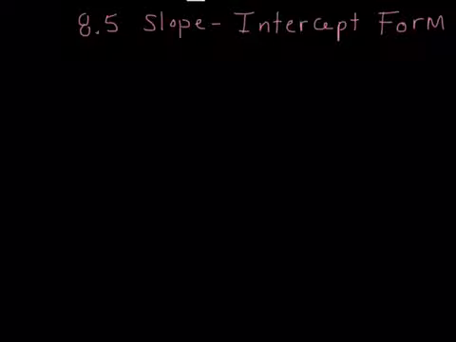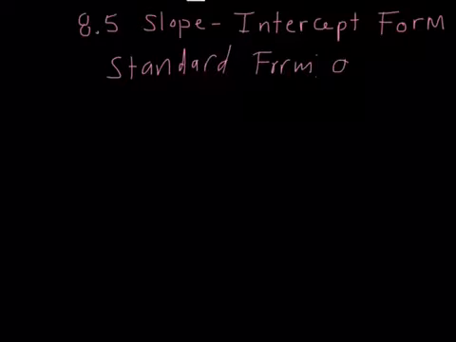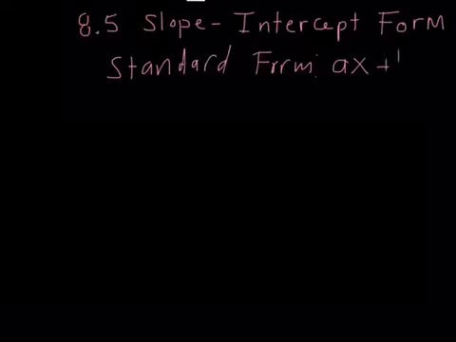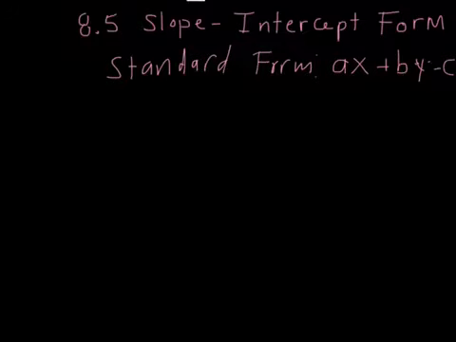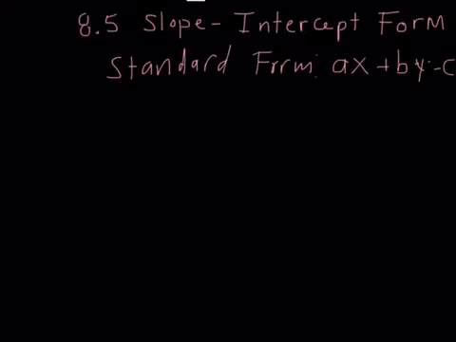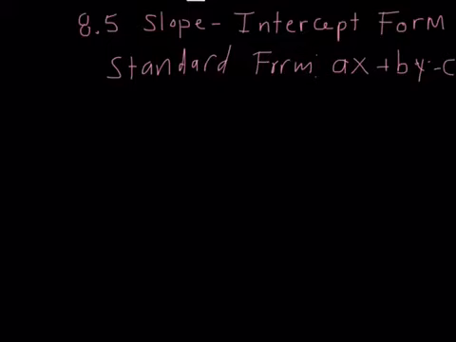Hello everyone, today we are looking at slope-intercept form of a line. You guys have already seen an equation in standard form. We used this when we were solving for intercepts. This was of the form ax plus by equals c. This is when we had the x and y on the same side of the equation and the constant by itself. In slope-intercept form, we're actually going to be solving for y.